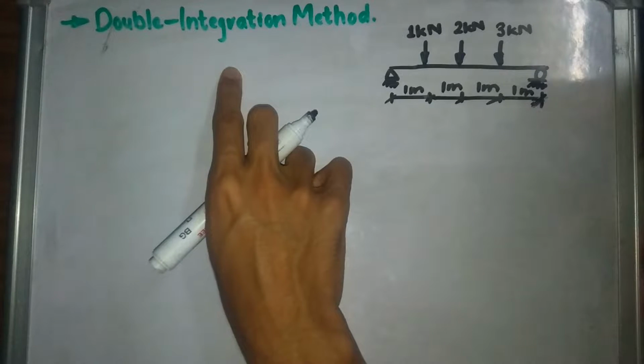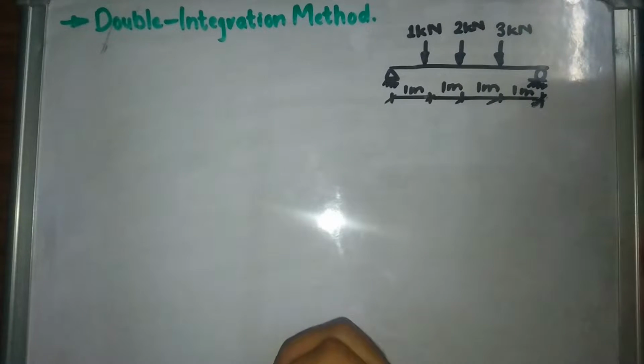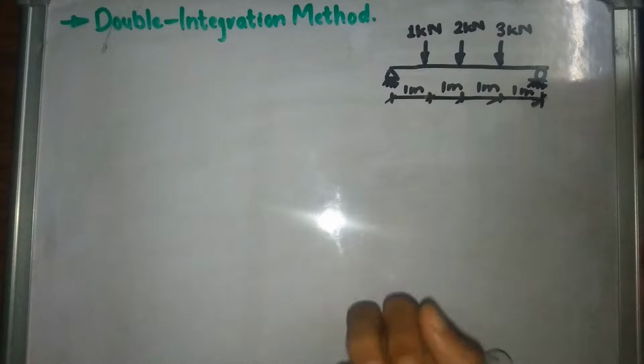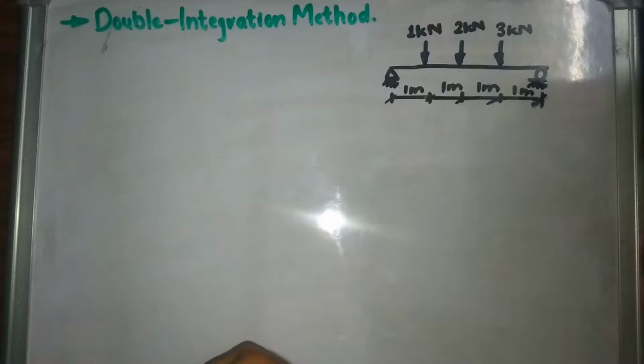We have already created lecture videos regarding how we can calculate the slope and deflection of any beam by using other methods such as the Macaulay method, conjugate beam method, and moment area method, whose links you can find in the description box below.